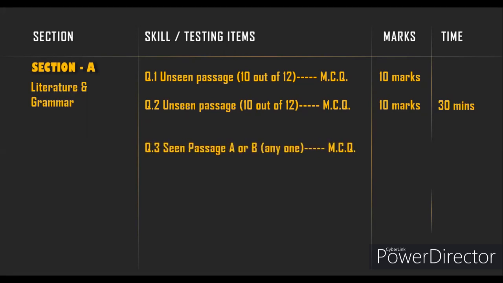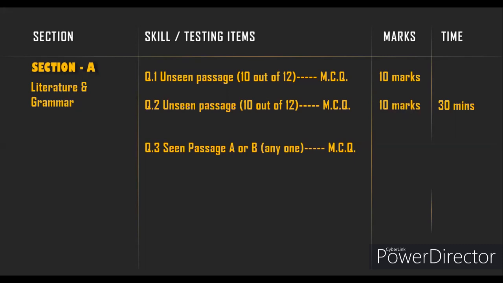Moving on with question number 3. So here we are going to have seen passage A or B. That means something from our literature, right? That is something from our syllabus, that is from either First Flight or Footprints Without Feet, which is our supplementary reader, isn't it?